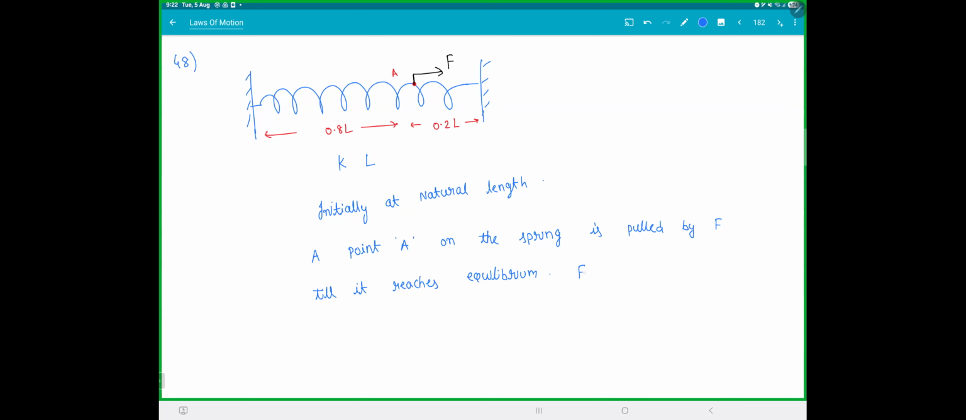Find the distance moved by A. So in this process, how much will that point A move? Initially, point A is at 0.2 L from the right end and 0.8 L from the left end. K is the spring constant and L is the length.